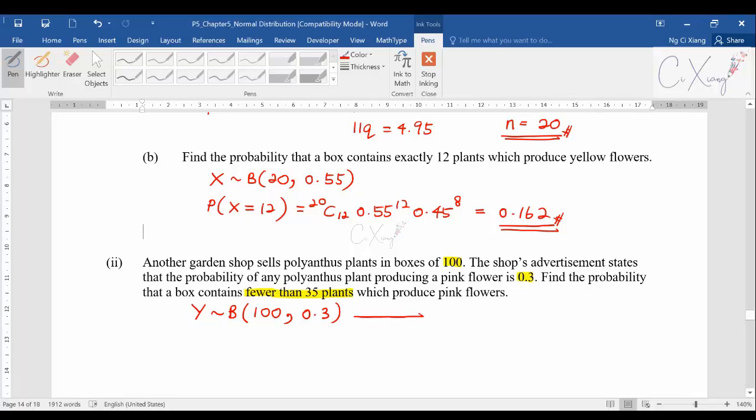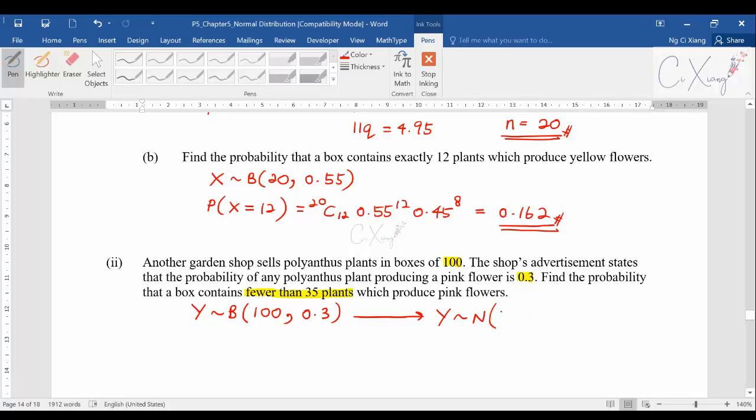And can you change it to a normal distribution or not? Again, before you change it, you have to check first. First, check n greater than or equal to 30. Fulfilled. Secondly, check np. So np, you get 30, which is already more than 5. Also fulfilled. The third one, you check nq. n is 100, q is 0.7, you get 70, also more than 5. So all 3 conditions are fulfilled already. Therefore, you can change it to normal.